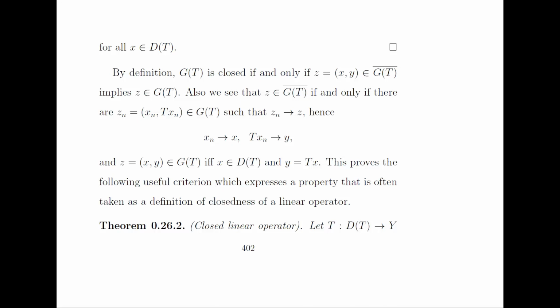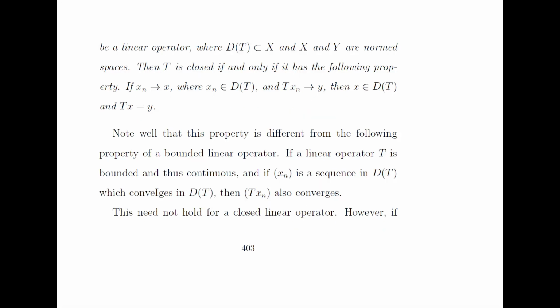This proves the following useful criterion, which expresses a property that is often taken as a definition of closedness of a linear operator. So what is that definition? Let T from the domain of T to Y be a linear operator, where the domain of T is a subset of X, and X and Y are normed spaces. Then T is closed if and only if it has the following property: if xn converges to x, where xn belongs to the domain of T, and Txn converges to y, then x belongs to the domain of T and Tx is equal to y.